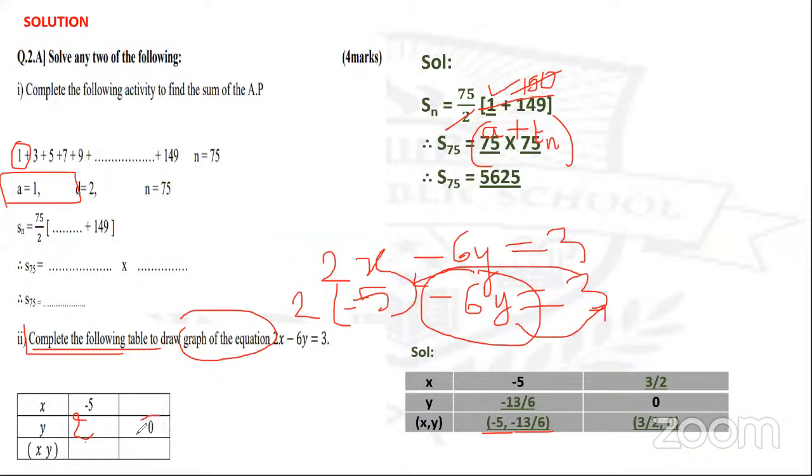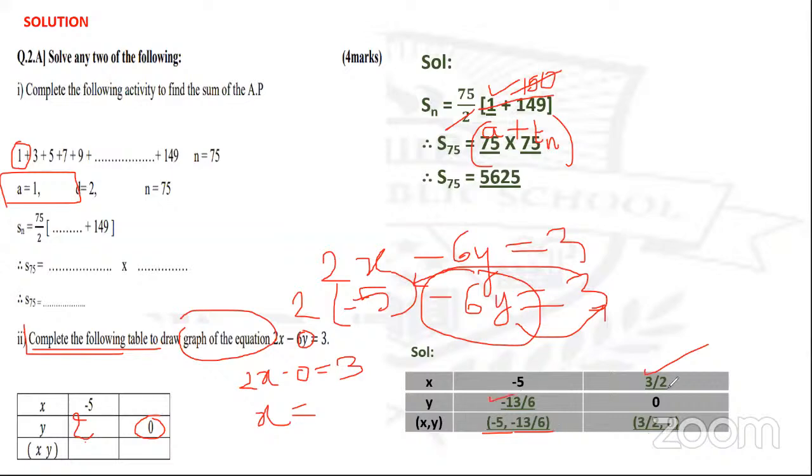Now next, when the value of y is 0, you'll put y as 0 here. So what you will get? 2x minus 0 equals 3. So again, you'll get the value of x. Value of x will be 3 upon 2. So it's 3 upon 2 comma 0.